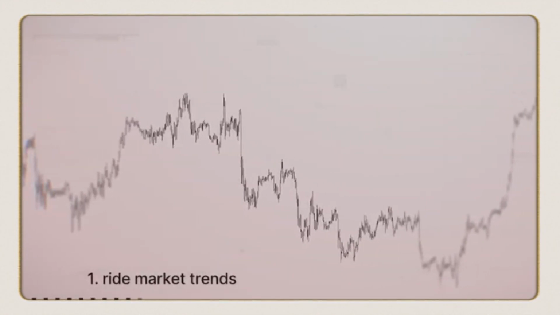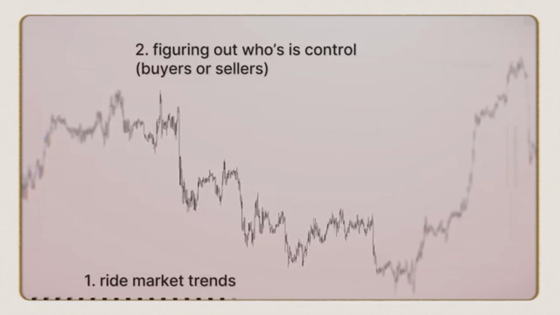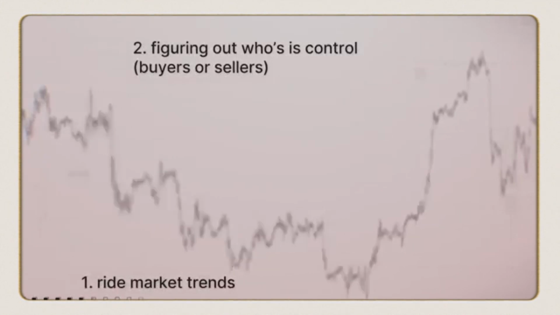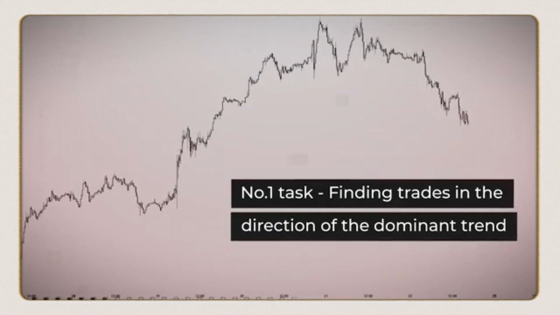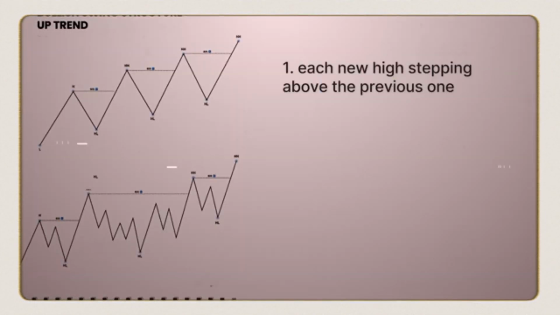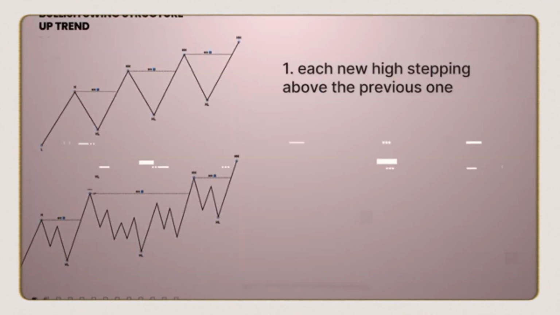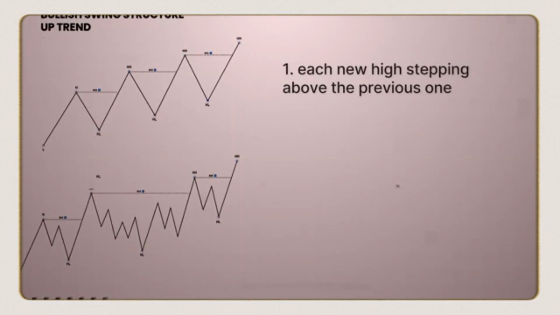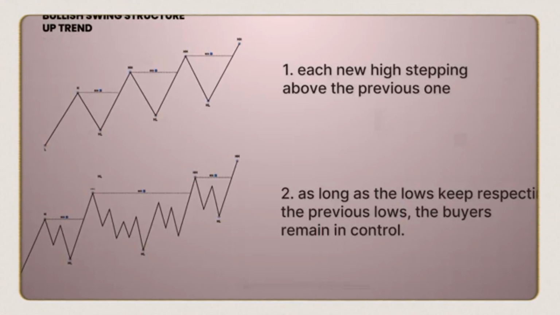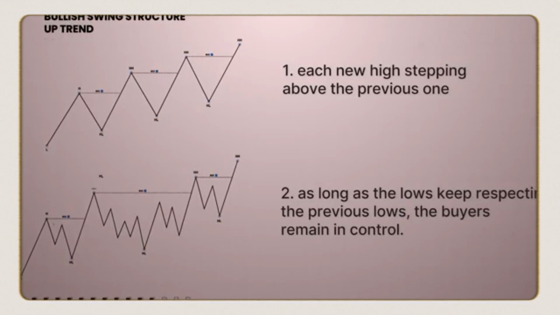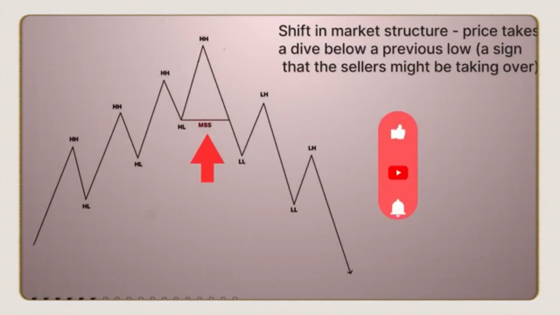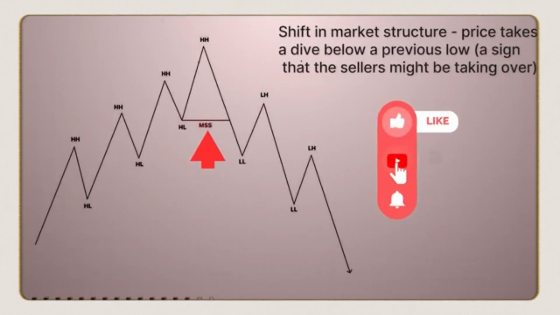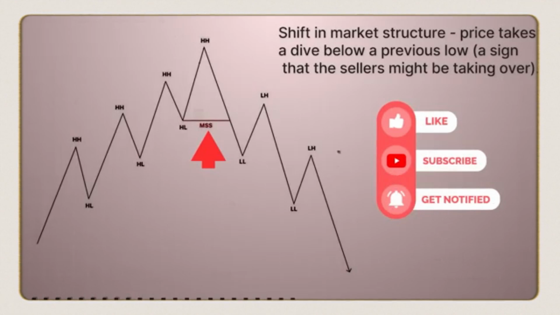A successful day trader learns to ride market trends and identify who's in control, buyers or sellers. The first key to success in day trading is finding trades that align with the dominant trend. Uptrend. Imagine a staircase where each new high steps above the previous one. As long as the lows respect the previous lows, buyers are in control. But if the price drops below a previous low, it signals a market structure shift, indicating that sellers might be taking over.